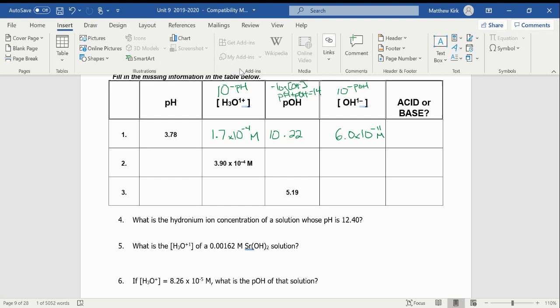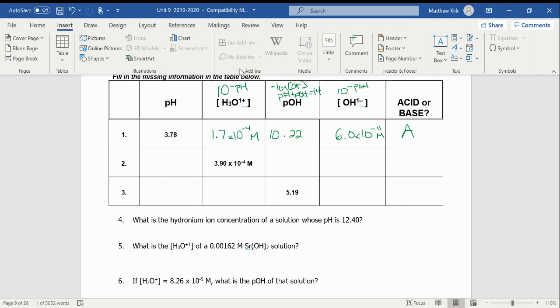Then the final question is, is it an acid or a base? A couple ways we could answer that. I'm going to go to my pH. That's the easiest for me to keep straight. pH is under 7, so it's an acid. Another way to answer that is to compare H plus versus OH minus. If we have more H plus, it's an acid. Way more H plus, 10 to the negative 4 is like 10 to the 7 times more than 10 to the negative 11.